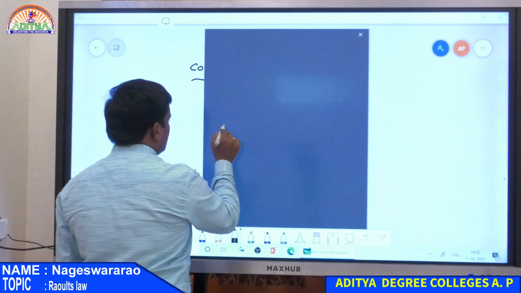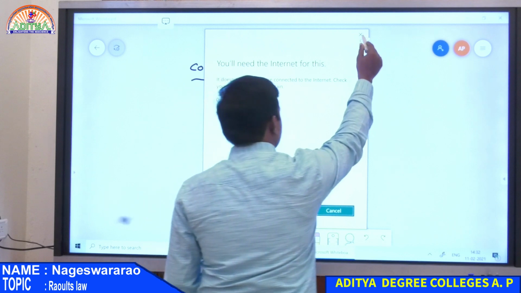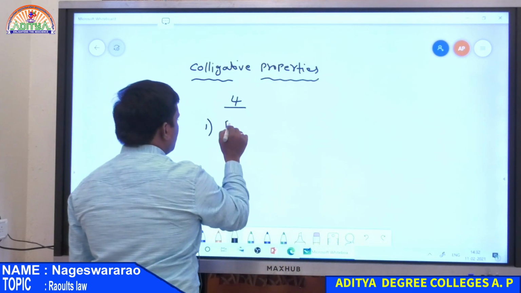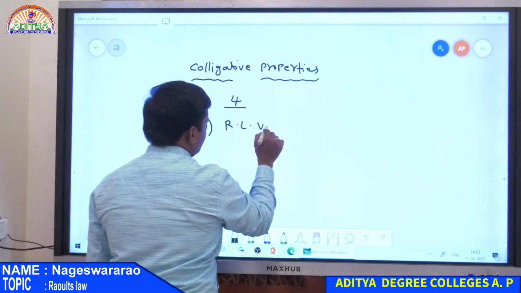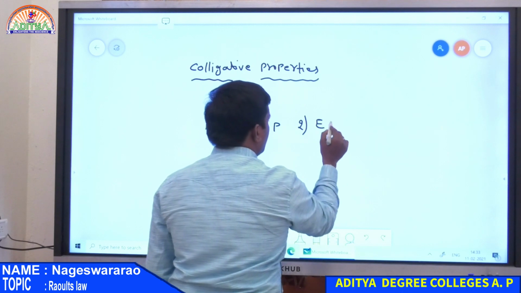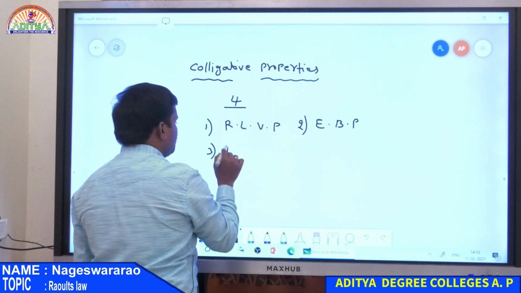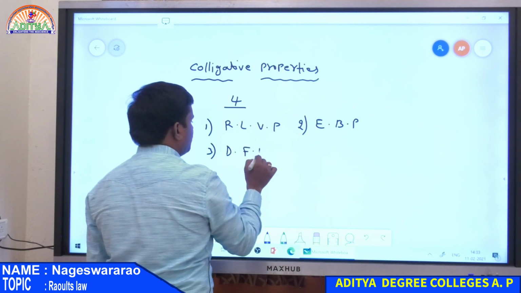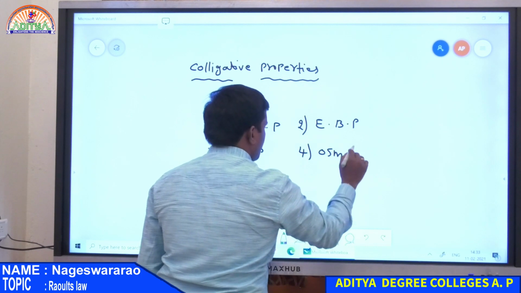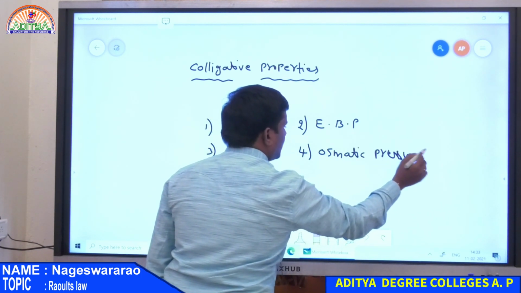The first one is relative lowering of vapor pressure, the second one is elevation in boiling point, the third one is depression in freezing point, and the fourth one is osmotic pressure. So these are the four colligative properties.